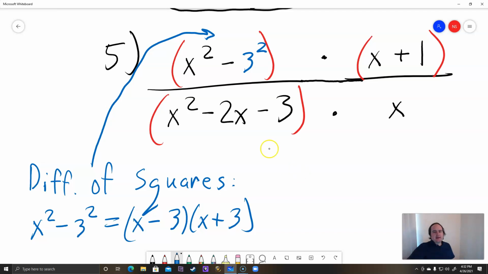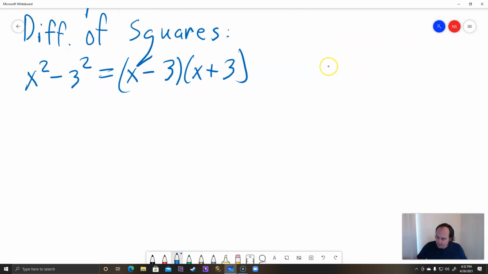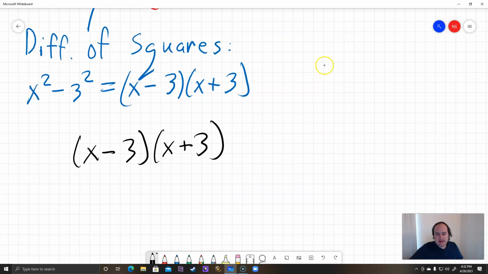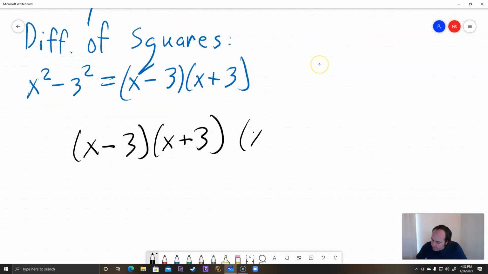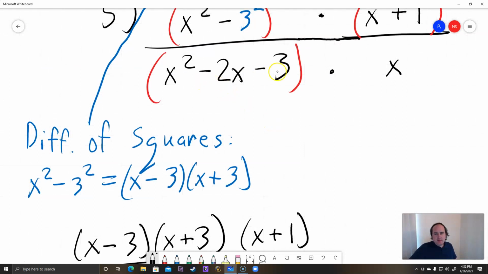Okay, so that top left is going to factor as x minus 3 times x plus 3, using the difference of squares. So far we have top left is x minus 3 times x plus 3. And then top right, we still have x plus 1. And then on the bottom left, x squared minus 2x minus 3.